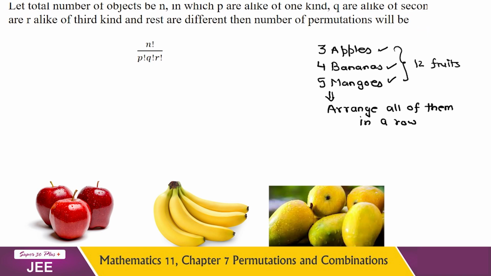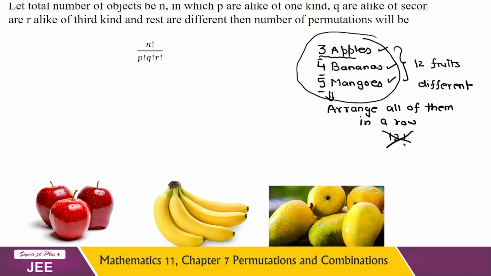So if somebody asks you in how many ways these many objects can be arranged, where 3 apples are the same, 4 bananas are the same and 5 mangoes are also the same, please don't say that the answer is going to be 12 factorial. 12 factorial is going to be incorrect. Why? Because 12 factorial would have been the correct answer in case of distinct objects or different objects. But here some objects are of the same kind.